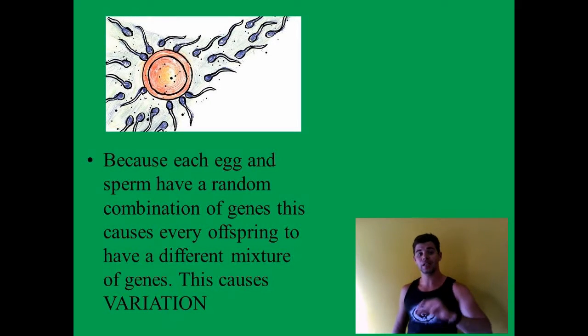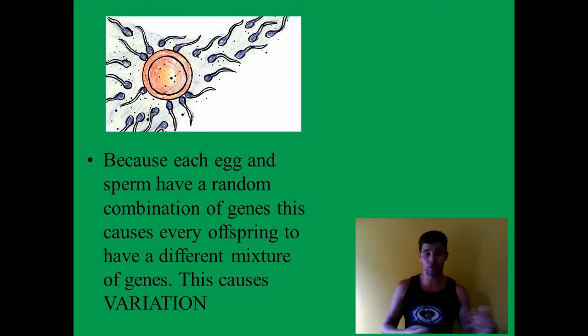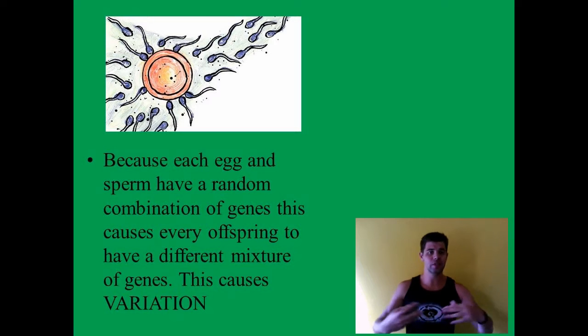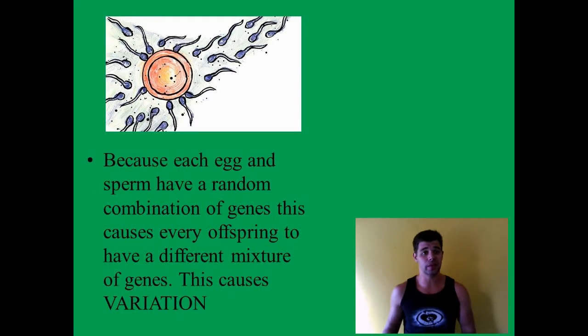Now, because each egg and sperm got a random combination of genes, not every sperm is the same, not every egg is the same, they'll have different combinations of genes. When they mix, every mixing of the sperm and egg will cause variation. It's why, unless you're identical twins, your brothers and sisters resemble you but are different. It's why you've got differences to your siblings, because not every sperm, not every egg have got the same selection of genes. Okay? And variation, like I said, is massively important, because variation allows different people to overcome different environmental pressures.